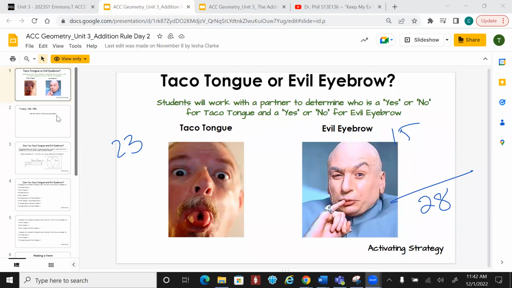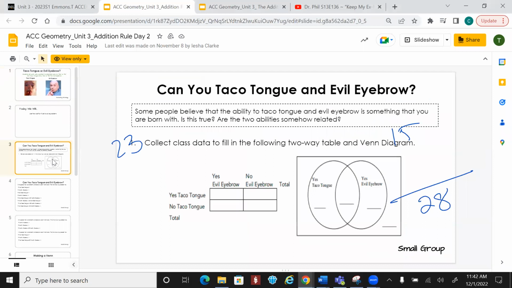All right. Now we know. That was all we needed to know. So we're going to fill in this little table right here. Some people believe that taco tongue and evil eyebrow is something that you are born with. Is this true? Are the two abilities somehow related? Collect the class data to fill in the two-way table and Venn diagram.